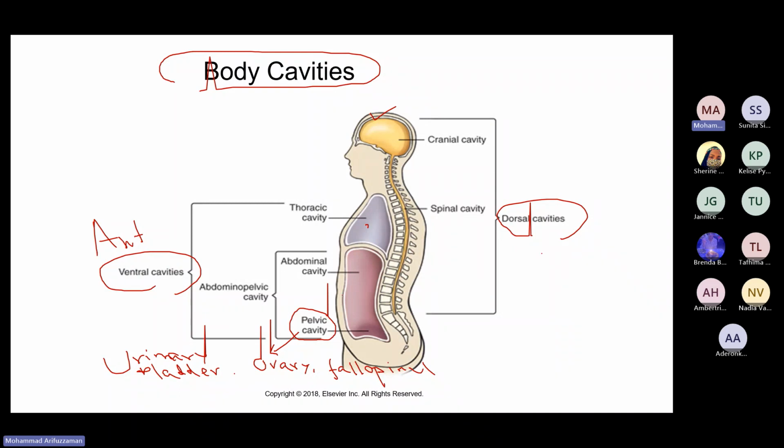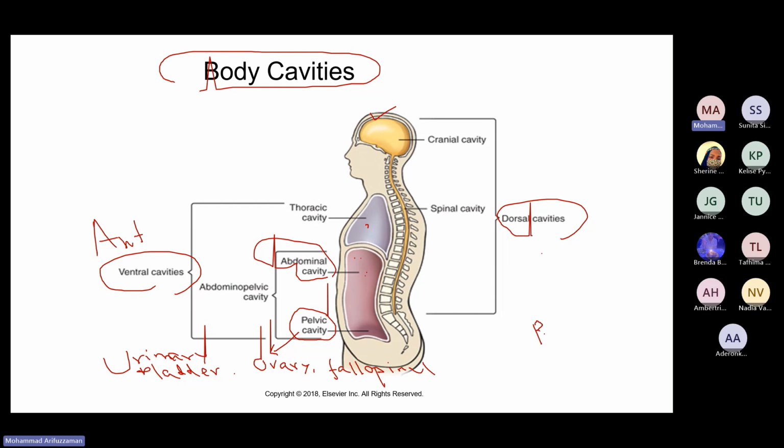Name some organs within the abdominal cavity. What are the organs in the abdominal cavity? Stomach, kidneys, pancreas, liver, gallbladder, then the large intestine, small intestine. Correct.